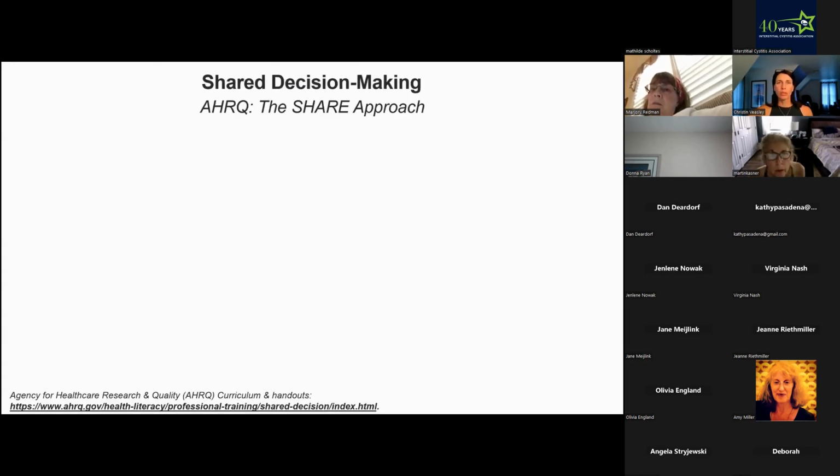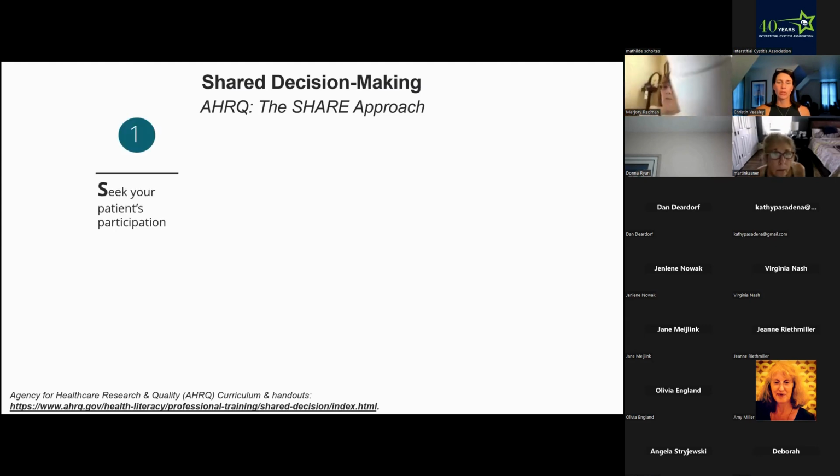It also includes the components of shared decision-making, and this is just one shared decision-making figure from AHRQ called the SHARE approach. And this is taught to clinicians who want to work with their patients in terms of partnering to make better informed decisions together, rather than a clinician saying, okay, here's the treatment that you're going to do, without providing any type of explanation of that or discussion with their patient.